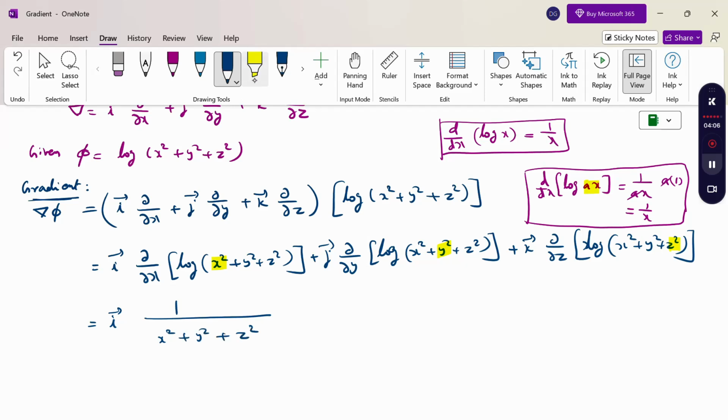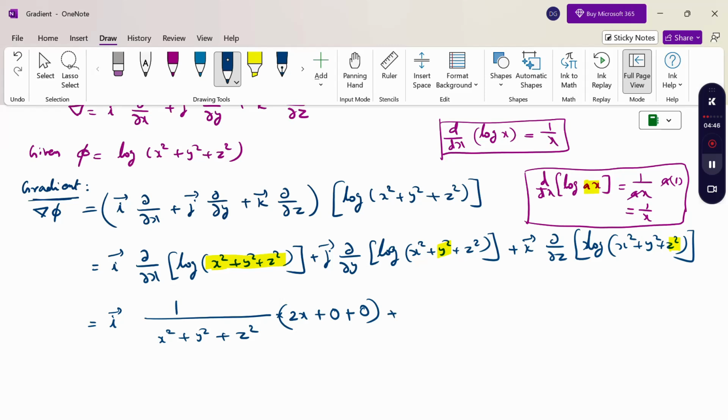Now the overall differentiation of log of (x square plus y square plus z square) is 1 by (x square plus y square plus z square), and then into the derivative of the variable part only. In the variable part, the derivative of x square is 2x, plus y square is constant. When I am differentiating a constant with respect to x, it is 0; the other constant with respect to x is also 0.